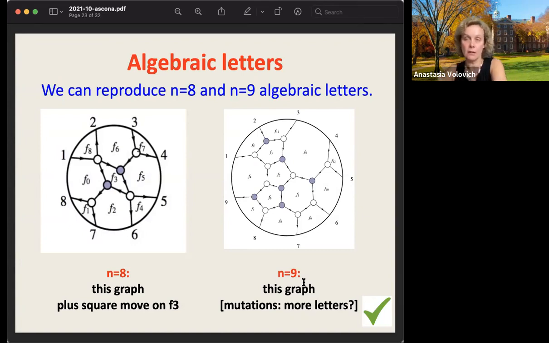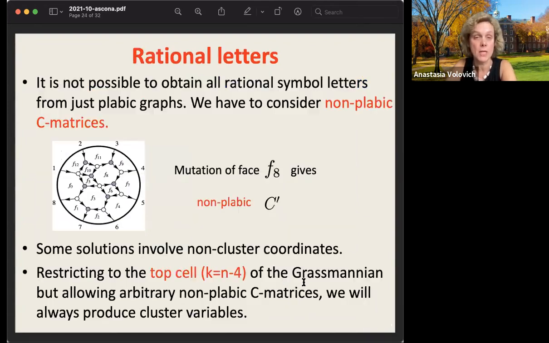It could be that there are more square roots beyond what appears at 2 loops. And then there were interesting results. Also, you have to get rational letters. And there we have to consider something like non-Plabic C matrices, where, for example, if this is a graph, you can mutate on one of the faces. And then there are some subtleties: sometimes solutions involve non-cluster coordinates.